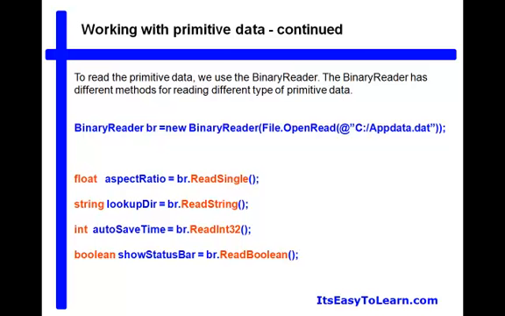To read primitive data, we use the binary reader. On an existing stream, we create a binary reader. Okay. And if the file which you're reading from the binary reader has data which was written using the binary writer, we can use the read single, read string, read int, and read boolean to read the respective primitive data types that were written to the file originally using the binary writer.